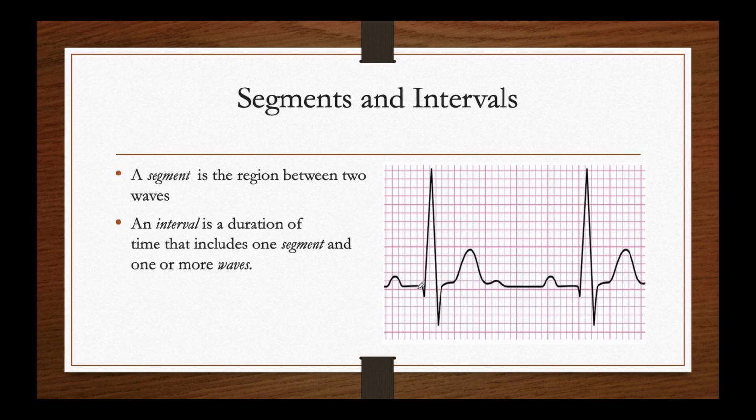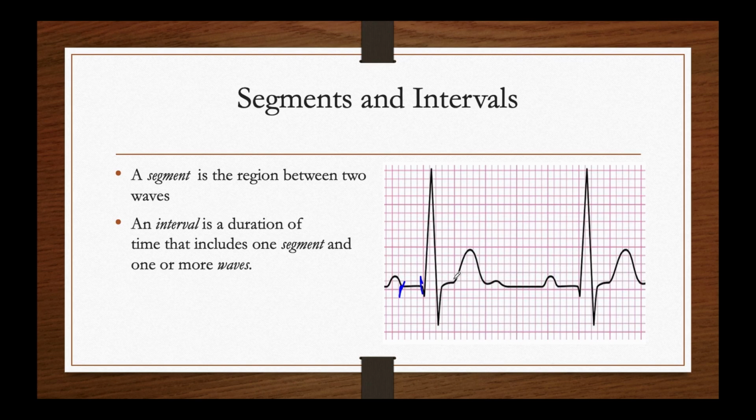From the end of this wave over here, the P wave, to the beginning of the QRS complex over here forms a segment. So between two waves, so this is the P wave and this is the QRS complex, another wave, or the Q wave. So the distance between them is what we refer to as a segment. So you can find another one also over here between the S and the T, also forms another segment.